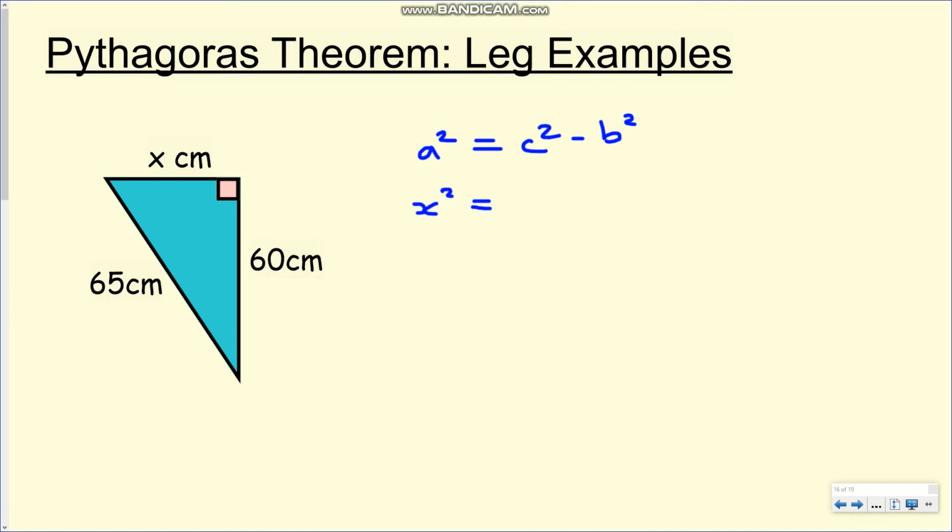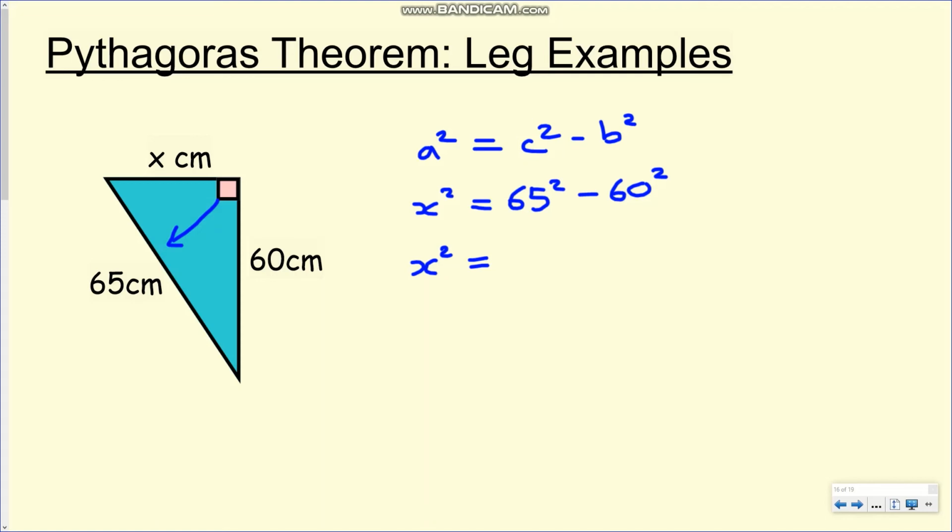C squared has to be the biggest value in my triangle, the one that's opposite the right angle. In this case, we're using the number 65. B squared is whatever other value we have in the triangle, so in this case, we're using 60. Once we have this set up, it's exactly the same as what we were doing in the previous examples, except instead of adding our two values together, we're going to take away our two values once we've squared them.